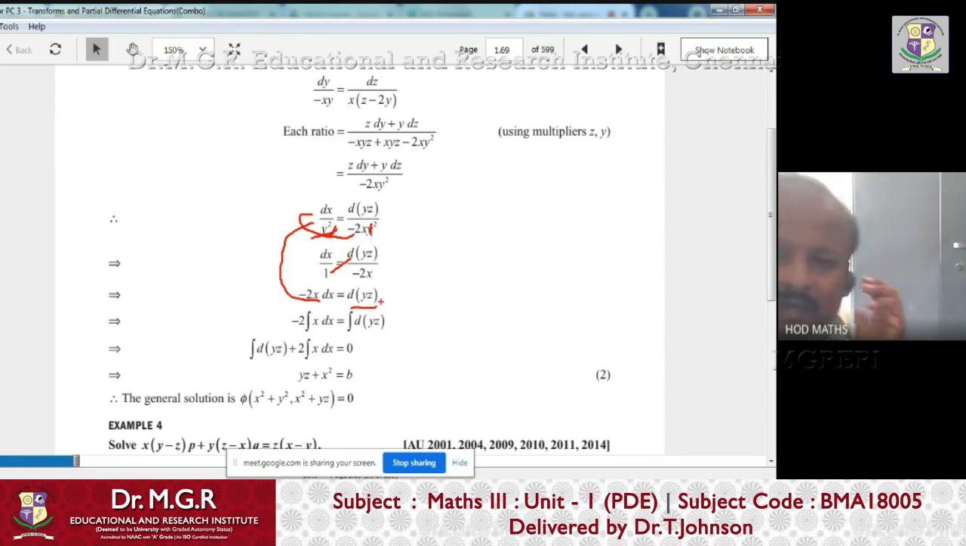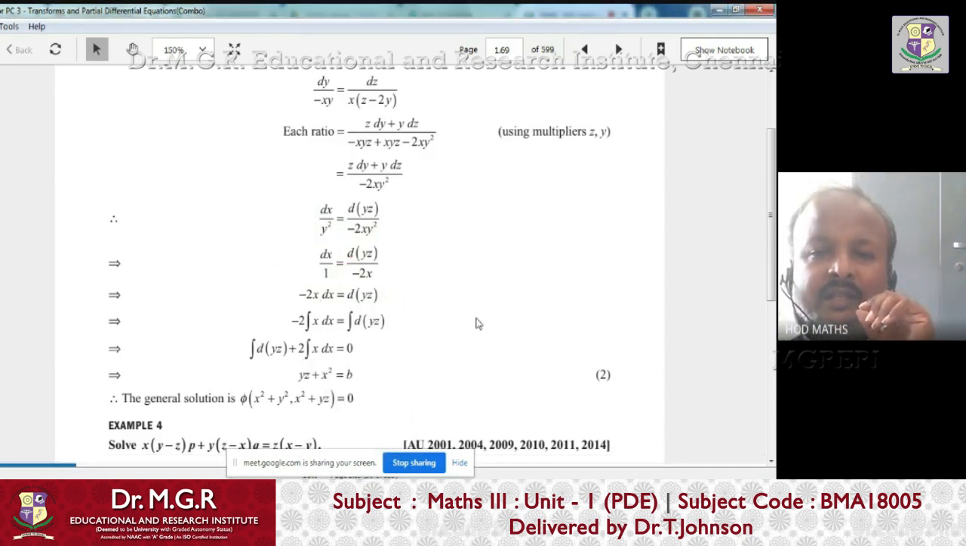So now we can integrate both the things with respect to x and y, right? Another thing that may look new to you: when we integrate x, it will be x square by 2, that you know, right? So x square by 2. But now this is the differential of yz, differential of yz. So this is something like dx.